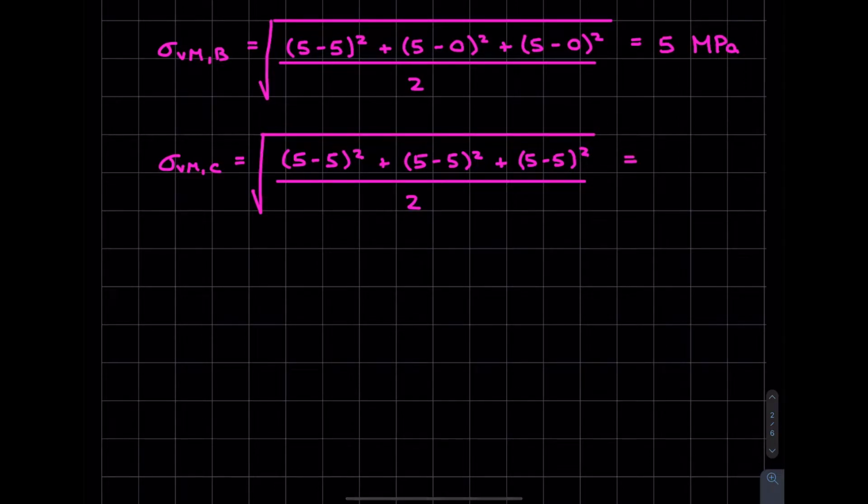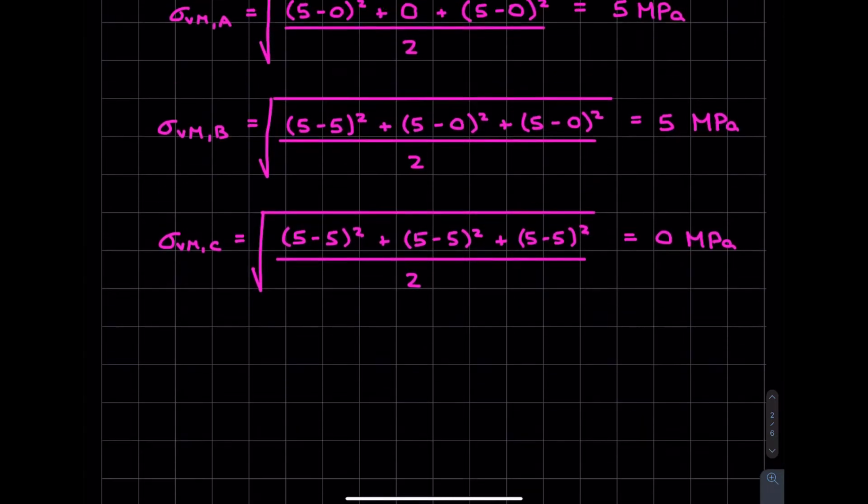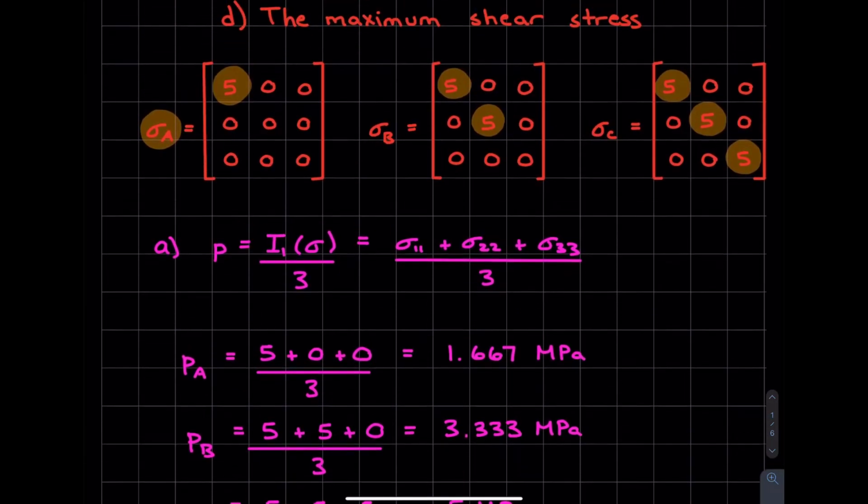So in the end, if you guys do this, you actually find that sigma von Mises for C is equal to 0. And the question is, why is that, Clayton? I expected it to be 5. The other ones are 5. Why isn't this one 5? Well, if we look at this one, I'm going to highlight this in green. As we discussed in the last quiz, this is a hydrostatic stress state.